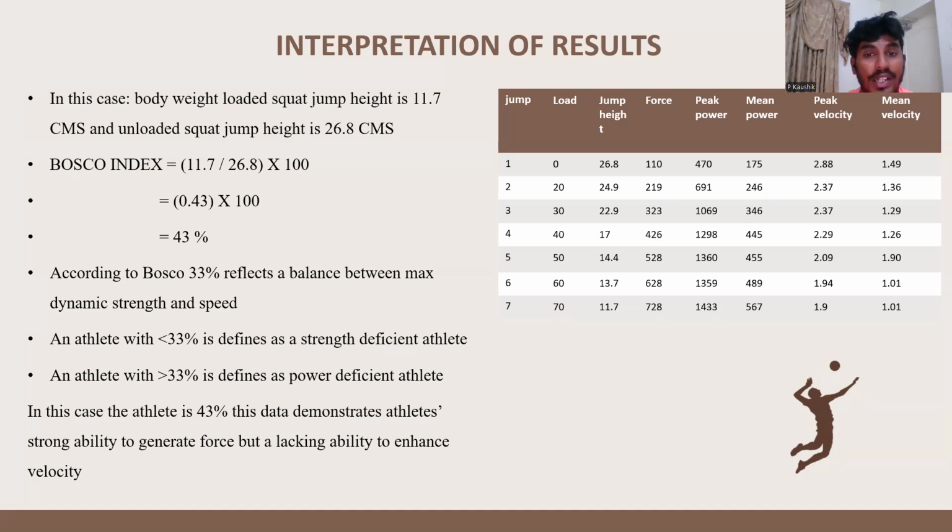According to Bosco, 33% reflects a balance between max dynamic strength and speed. An athlete with less than 33% is a strength deficit athlete. An athlete with more than 33% is a power deficit athlete. In this case, the athlete is 43%. This data determines the athlete's strong ability to generate force but a lacking ability to enhance velocity.